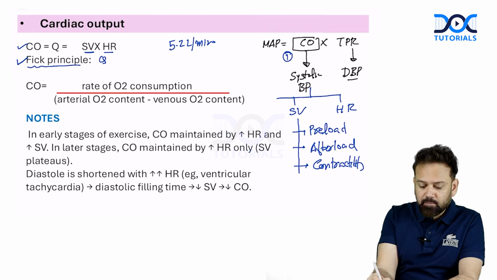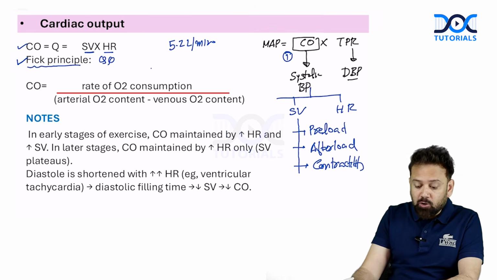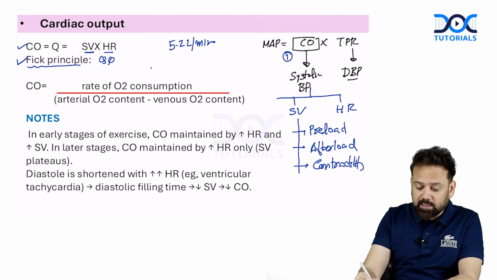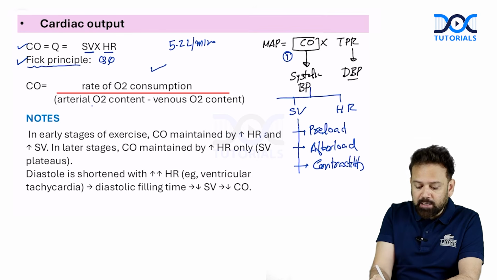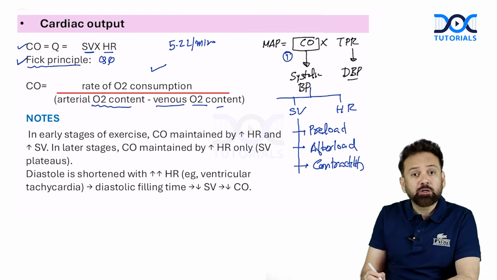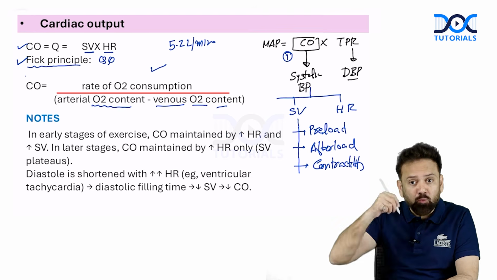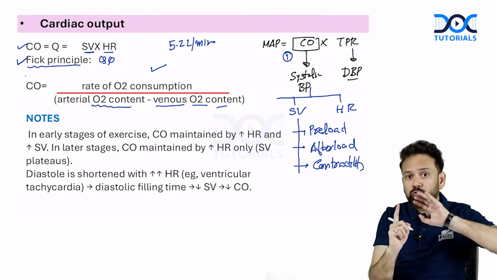Fick principle. And what is the Fick principle? Cardiac output is equal to rate of oxygen consumption upon arterial oxygen content minus venous oxygen content. So in the exam, they can ask you this formula also, or else they can give you the values.